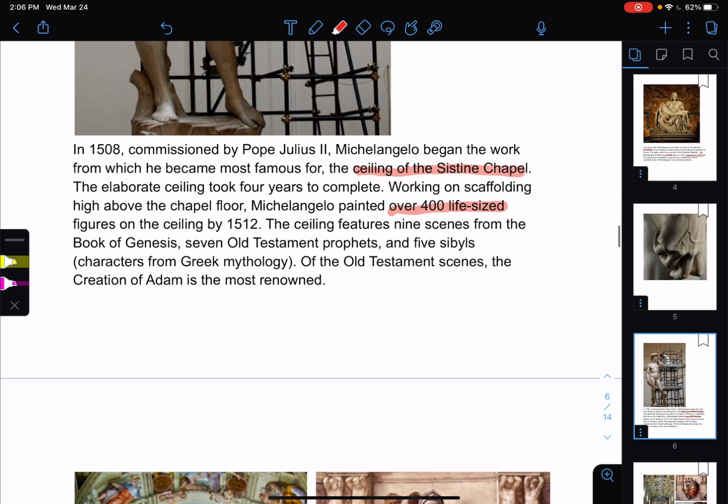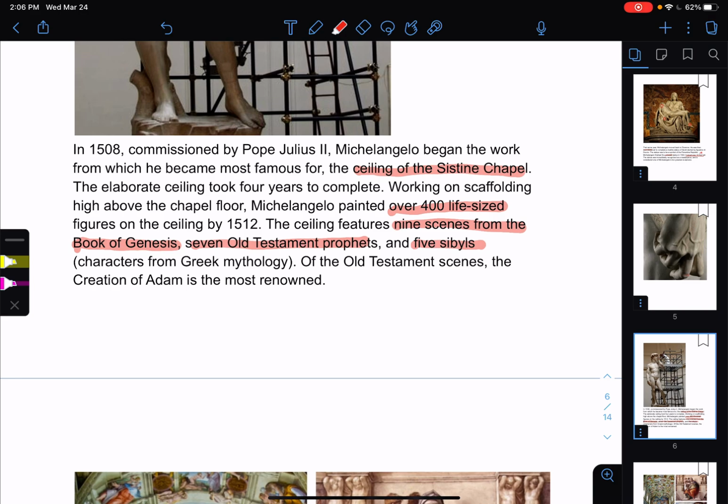The ceiling featured 9 scenes from the book of Genesis, such as the creation. 7 Old Testament prophets and 5 sibyls. Sibyls are kind of like oracles, I think from ancient Greece or ancient Rome. So he does include some Greek mythology in here. And these oracles are supposed to have predicted the coming of Jesus.